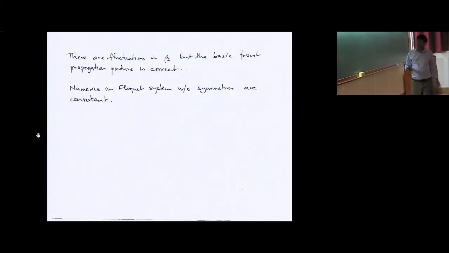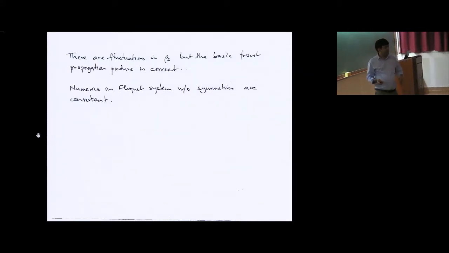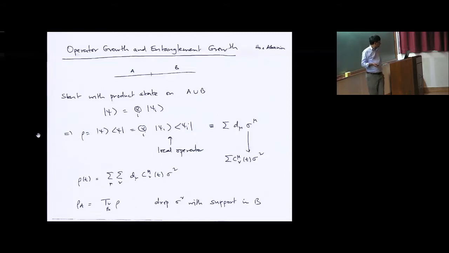In a given realization, there are fluctuations, but the basic front propagation picture is correct. We've also done some numerics on a Floquet system, in which the circuit repeats after a certain time. And that also has no symmetries, it doesn't have a symmetry that gives you a conservation law. It does have a periodicity in time, and this basic picture is correct there also.